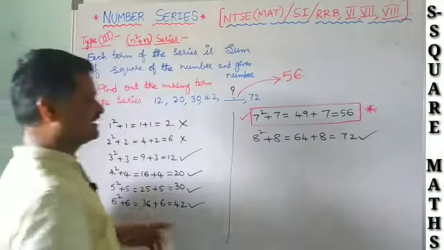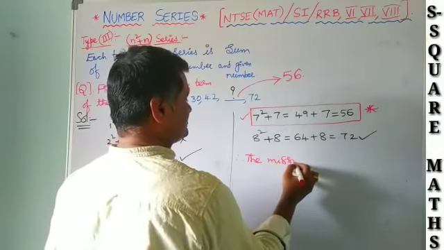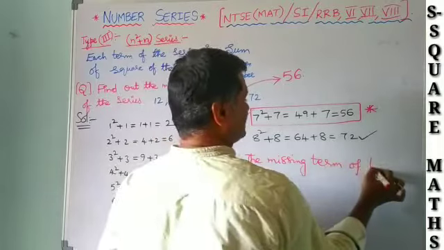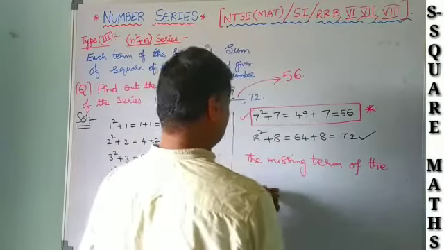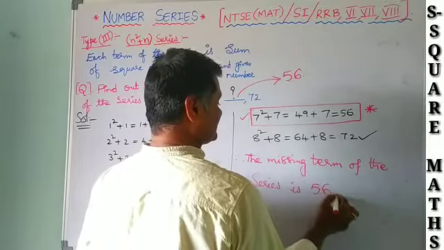So let us write the conclusion. Therefore the missing term of the series is 56.